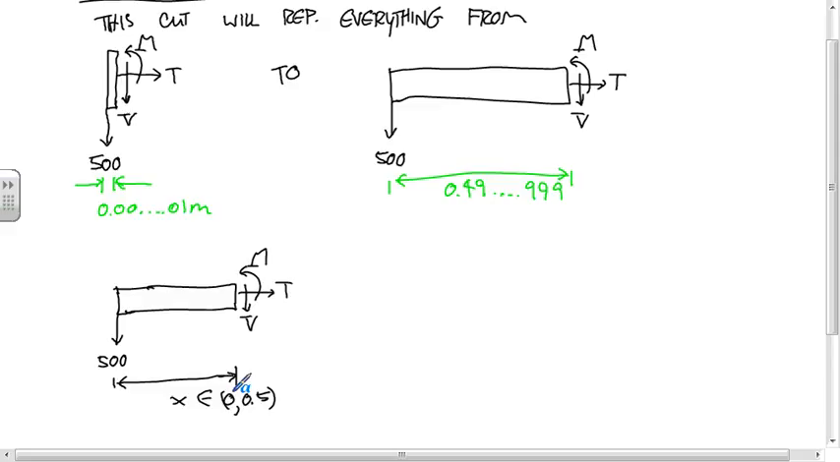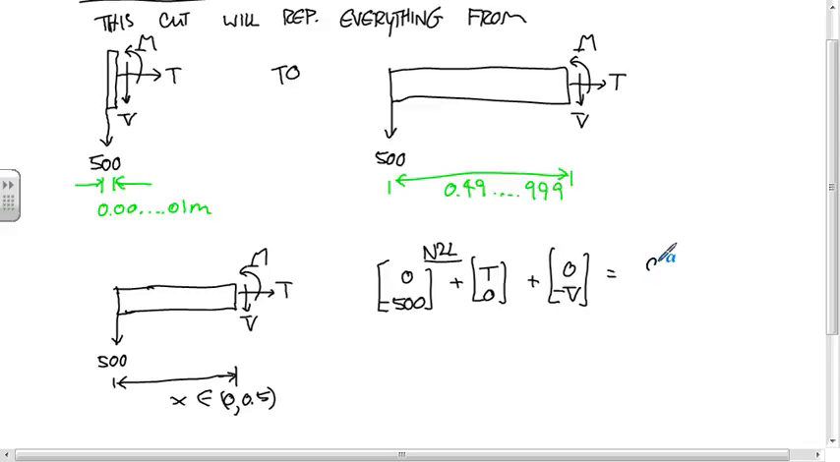Okay, so let's write Newton's laws. The second law says add up all the forces: 0, negative 500. Then the tension force, that's in the positive x direction, so T, 0. V is in the negative y direction, so that's 0, negative V. It's in equilibrium, so they're equal to 0. And now you can solve for those two. So T is equal to 0, V is equal to negative 500 newtons.